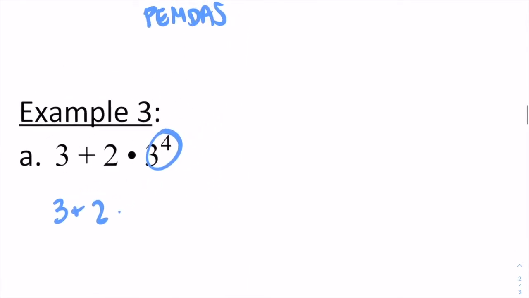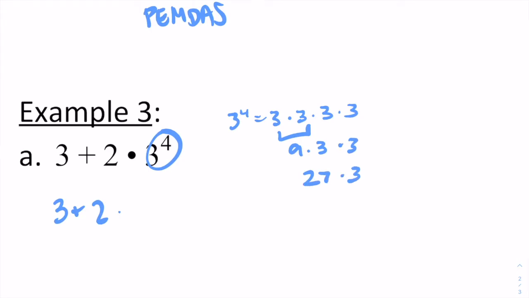Remember, 3 to the 4th is not 12. 3 to the 4th is equal to 3 times 3 times 3 times 3. You get 9 times 3, which is 27. Times 3, you get 81. So 3 to the 4th is equal to 81.